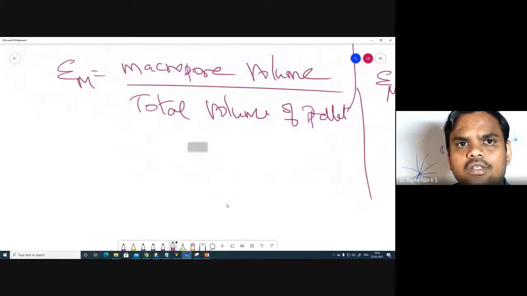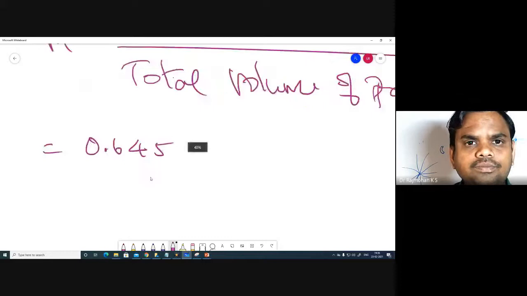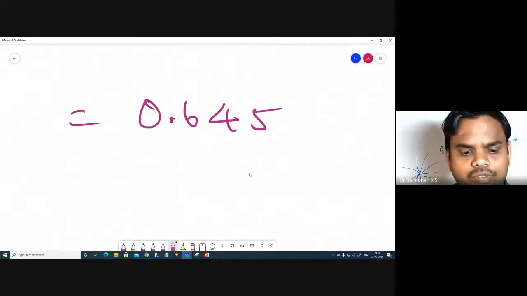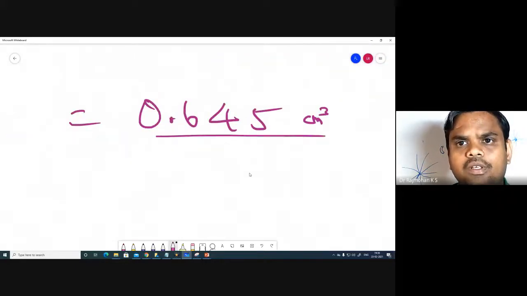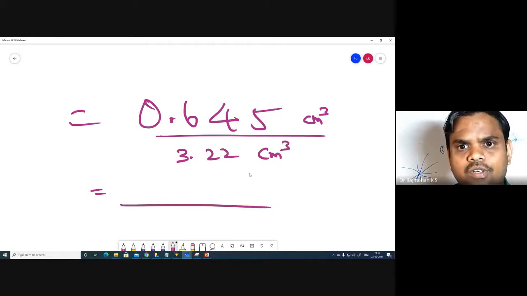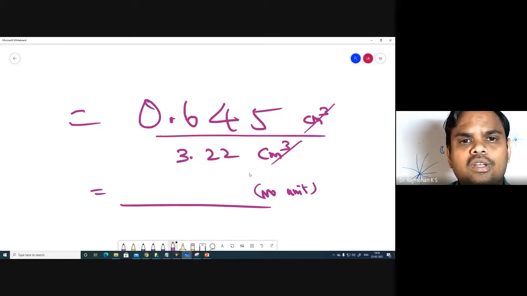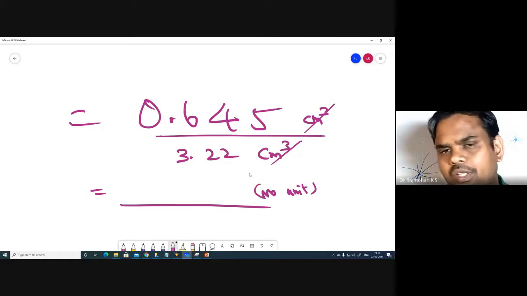Please substitute. What is the macropore volume? It is given in the question: 0.645 centimeter cube divided by the pellet volume, 3.22 centimeter cube. So centimeter cube gets cancelled, and porosity has no unit. You have to substitute in the same units, whether centimeter cube or meter cube, it should be the same unit, so you will get the correct answer.